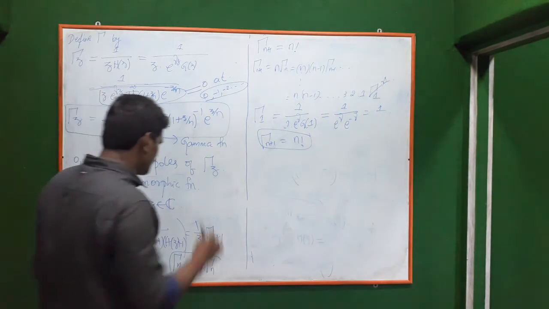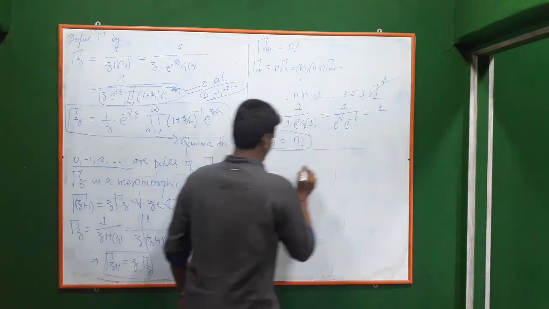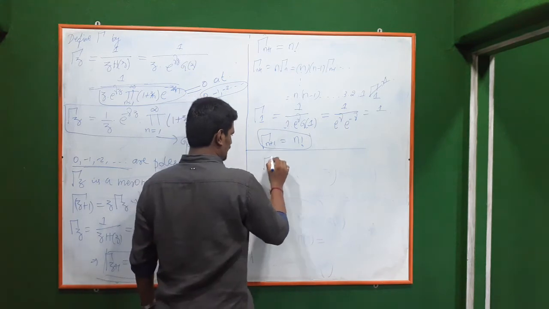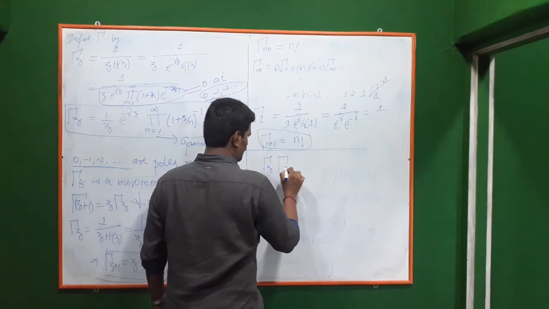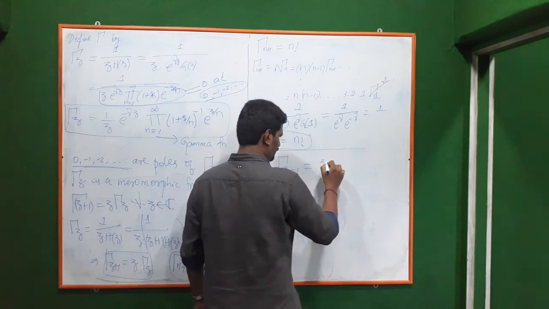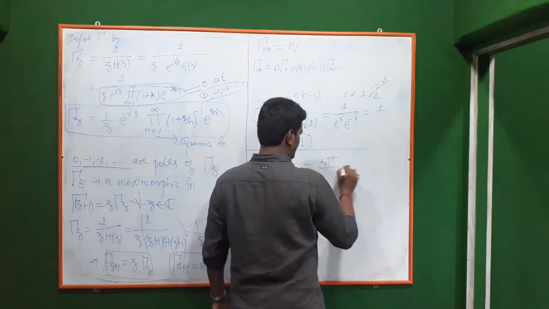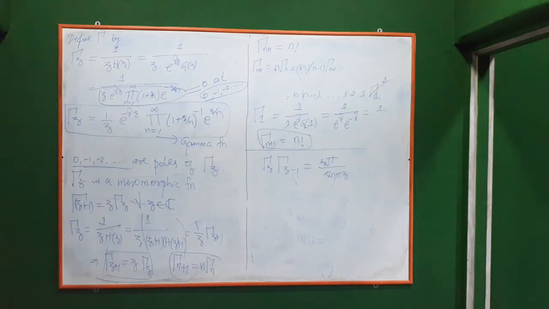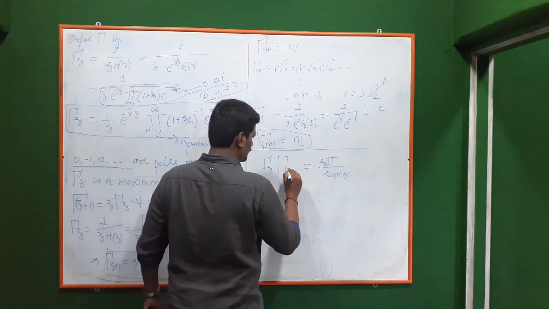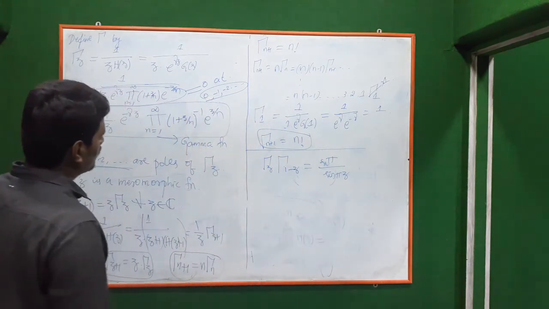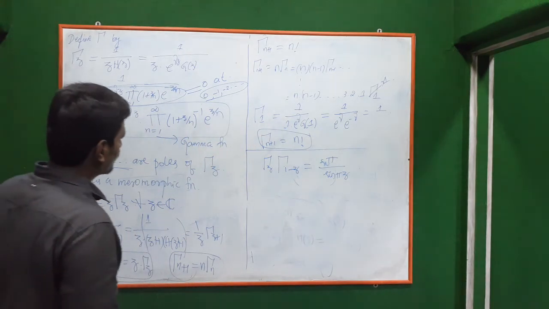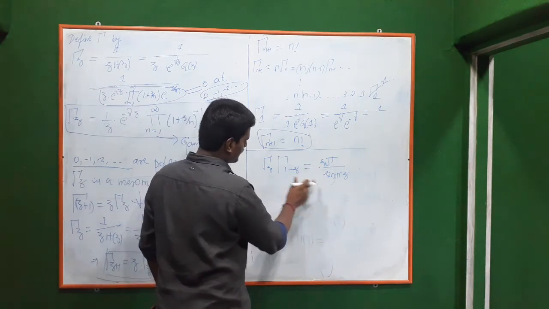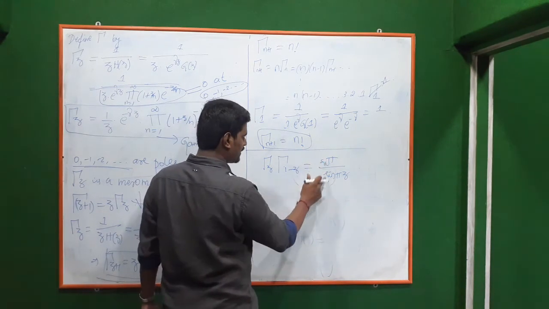And the other thing, with sin z: gamma of z into gamma of 1 minus z is pi by sin pi z. So how to prove this? First get this, pi by sin pi z.